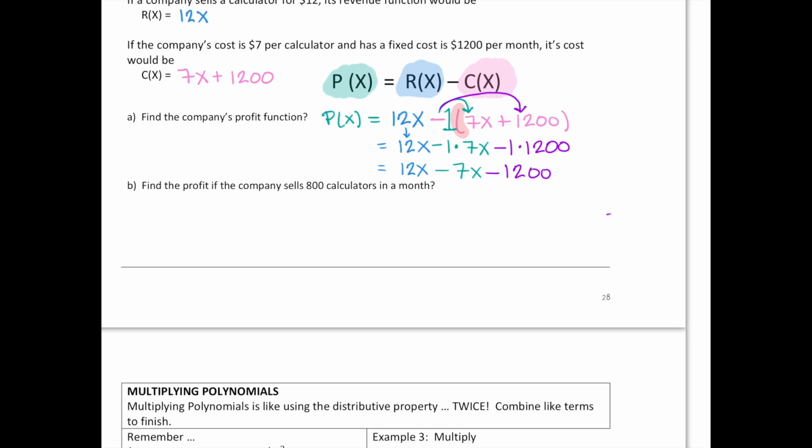And now let's combine like terms. 12x minus 7x is 5x. And then we still have that negative 1,200. So the profit function is 5x minus 1,200.